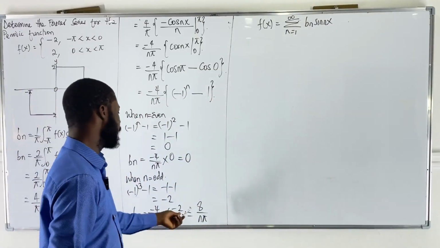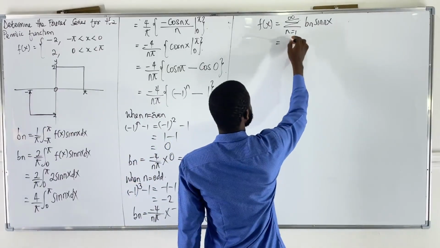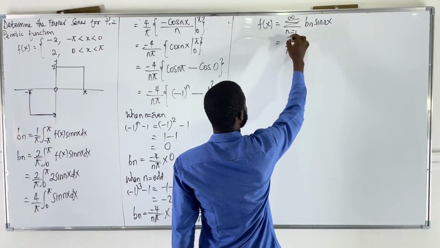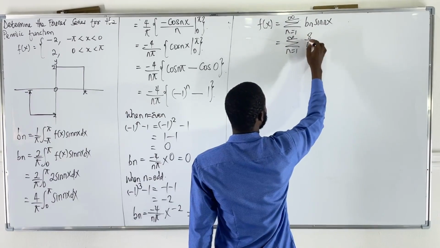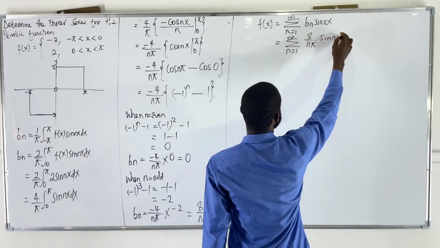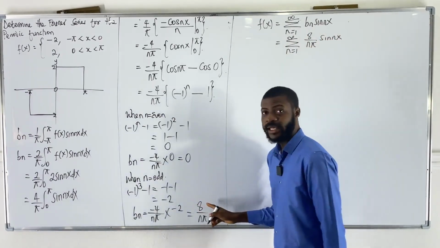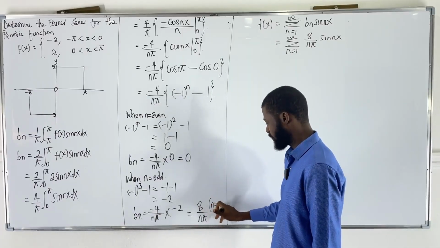Now, let us put in our b sub n. So this is the sum from n equal to 1 to infinity, b sub n is 8 over n pi, sine nx. Now remember that this is when n is odd.